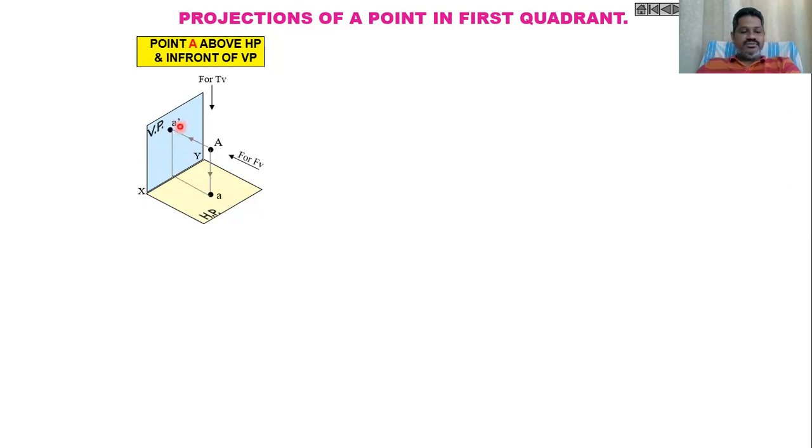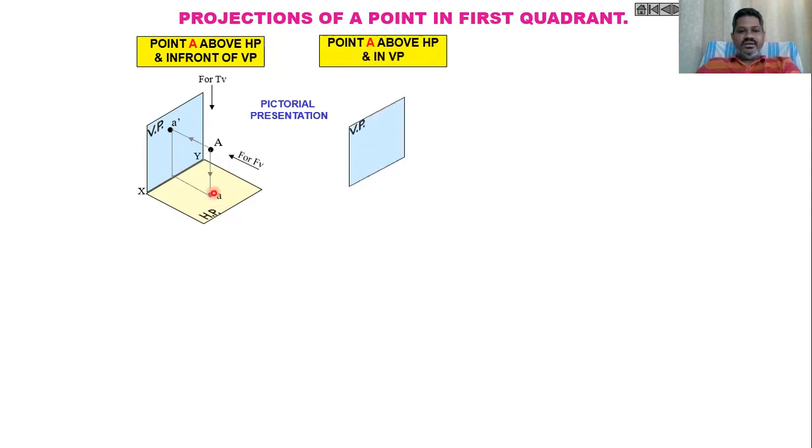The front view is lying on VP at a certain distance from HP. The top view is on HP at a certain distance from VP. That is what the distances are known to us. Then the point A is above HP and in front of VP in this case. Now the second case.